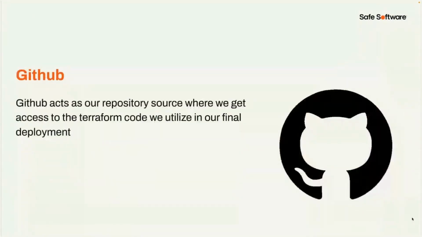Then GitHub acts as our repository source. That's where we get access to the Terraform code that we utilize in the final deployment. As mentioned earlier, when I was discussing how Jenkins connects with all the other tools, GitHub contains the IAC that we're going to be using to deploy FME. Because FME is going to be written in Terraform format, all that code is going to be stored in GitHub. So that's where it's going to be pulling everything from.